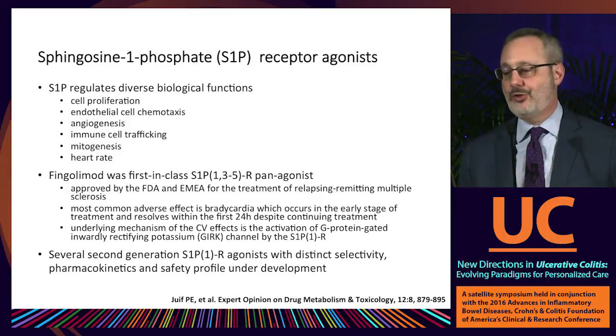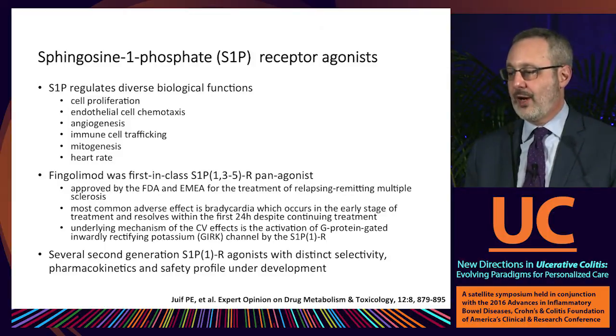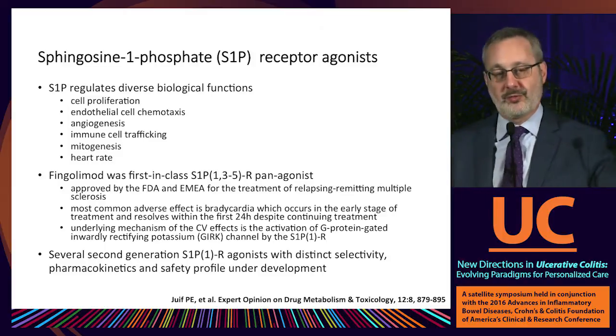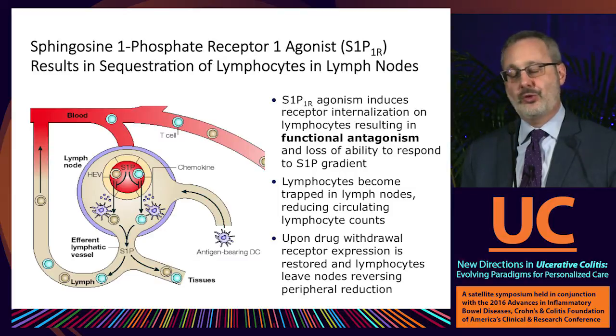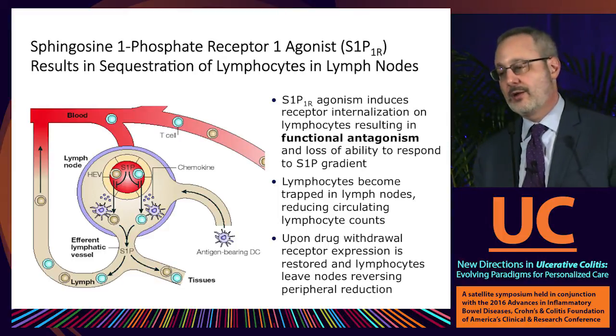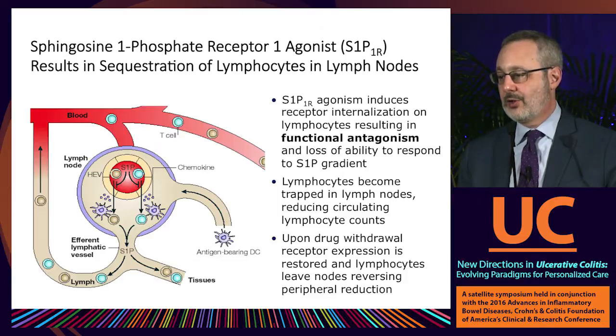But there are several second-generation S1P1 receptor agonists with more selectivity and different pharmacokinetics and safety profile, and these are under development for IBD. So the way this works is S1P1 receptor agonism induces internalization of the receptor on the surface of the lymphocytes, and therefore it functionally antagonizes it, and you have the loss of ability to respond to the gradient of S1P within the lymph node endothelium. So the lymphocytes just become trapped in the lymph nodes. They're not dead, they're not apoptosing, they're just sitting there, alive, and not in circulation.